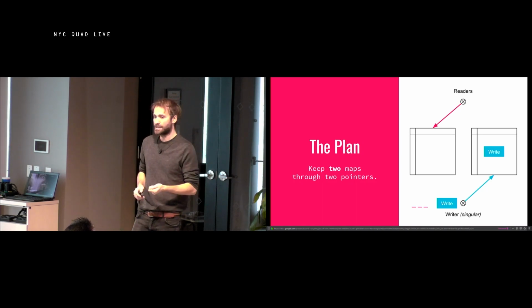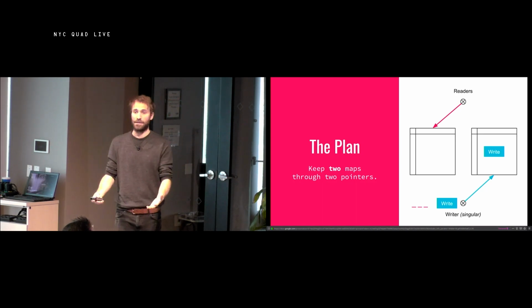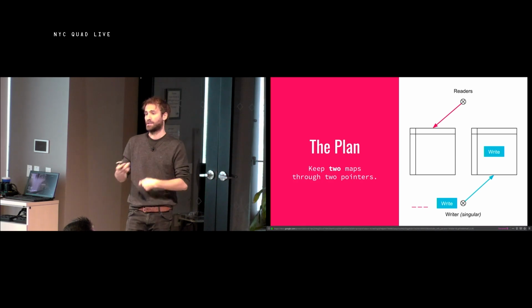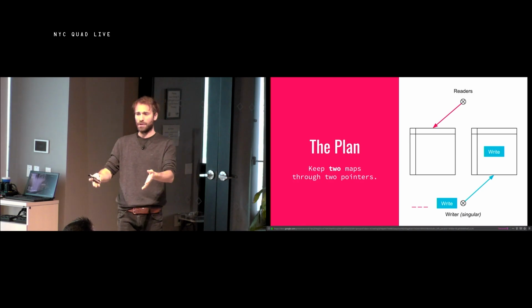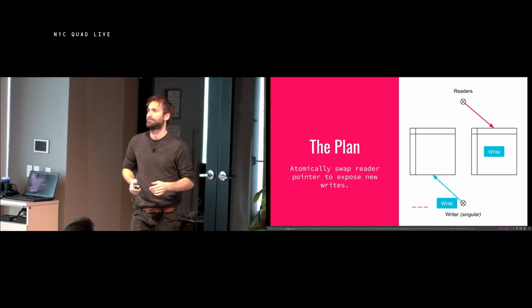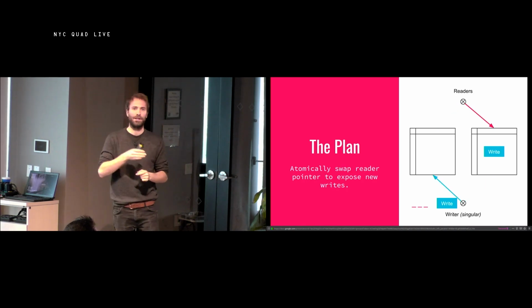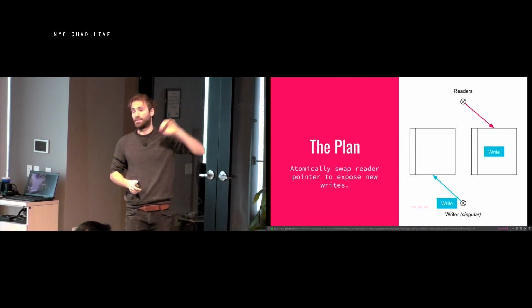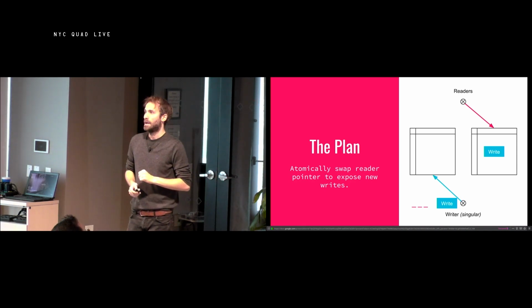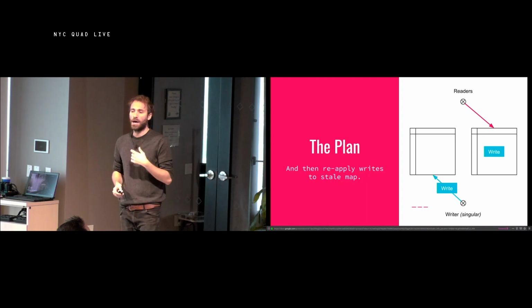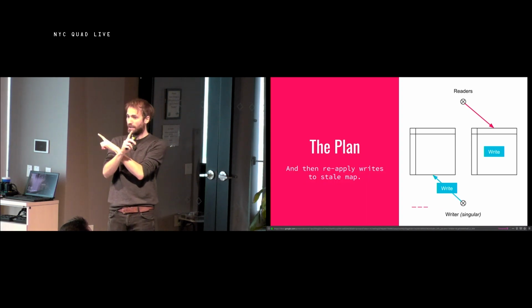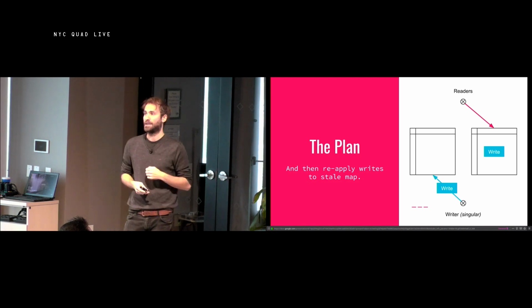Whenever the writer decides that they want to reveal the writes that they've done to the readers, this could be every write, or they could decide to do it less often, sort of giving eventual consistency. But whenever they decide that the writes should be revealed, they're going to swap both pointers. So the writes are then going to go to the left, and the reads are now going to go to the right. And notice that the reads now get to observe the new writes. And then the writer is going to reapply the writes that it has done to the right map to the left map, so that now the two maps are again up to date.